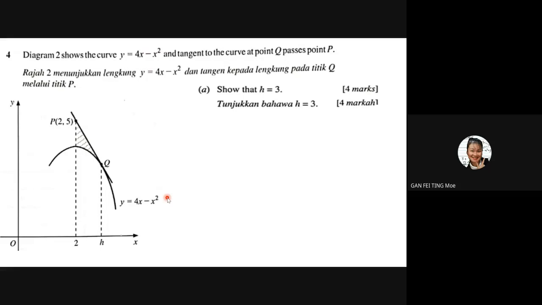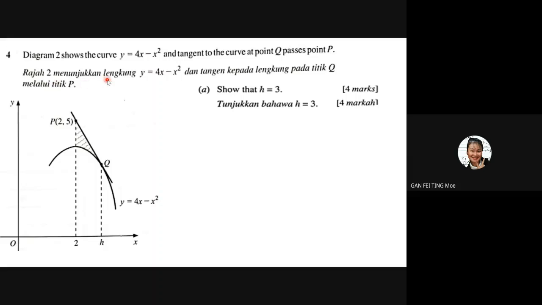Diagram 2 shows the curve y equals 4x minus x squared. This is the curve. Do you see this? And the tangent to the curve at point Q. This is a tangent. Tangent is a straight line. At point Q it passes through point P. The line passes through here. Once you have this tangent, it plots a point here. This is the point, and the x coordinate for point P is given as 2 and y is 5. That's why P is (2, 5), the coordinate.